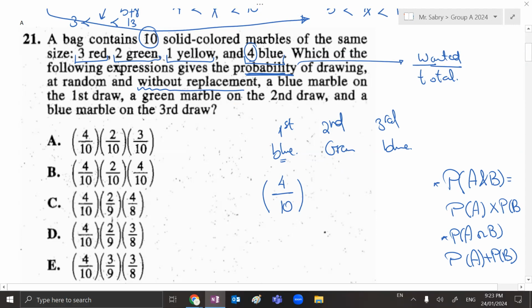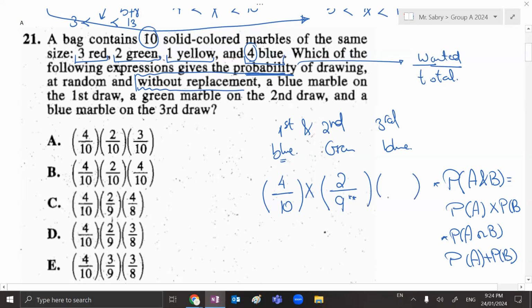And the second should be green, so I'll multiply now by the probability of getting the second one as green. How many green are there? There are 2 green over the total, which has now decreased because I've already drawn 1 marble out of the bag, and they said here there's no replacement. So if I took 1 marble out, the total has now decreased to 9. Does this part make sense to everyone? Yes.